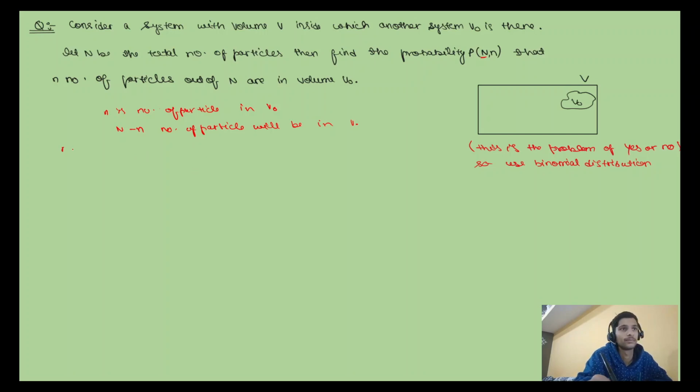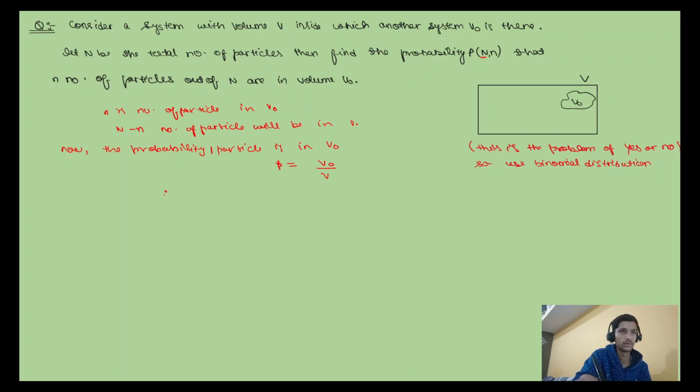Now, the probability that the particle is in V naught. How much will be the probability that the particle, a single particle we are considering, is in V naught? That probability will be nothing but the ratio of the two volumes, right? So this is V naught divided by V. This is the probability that the one particle is in V naught.